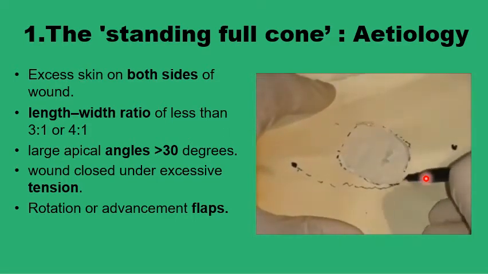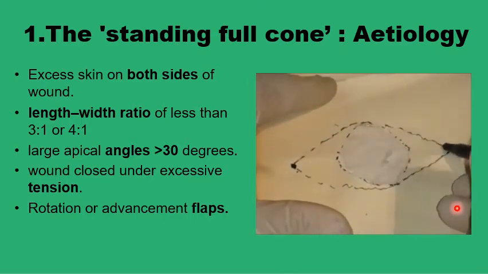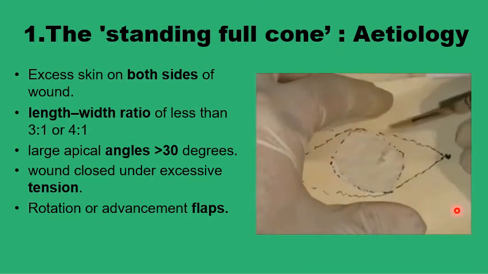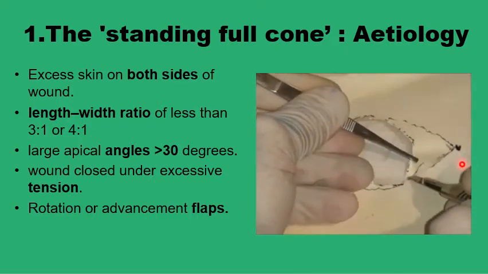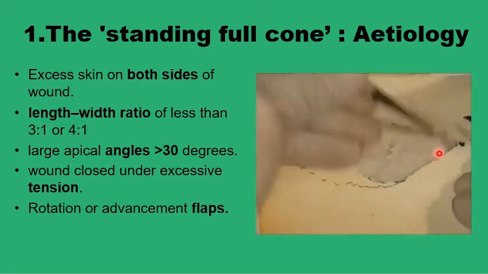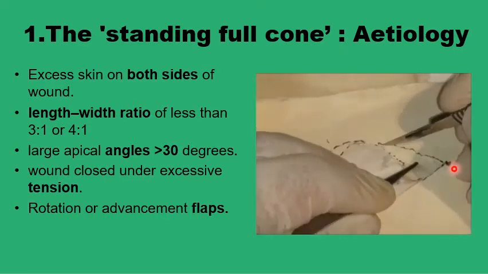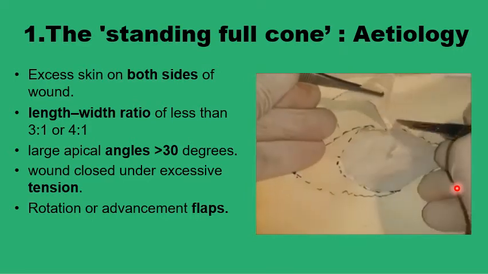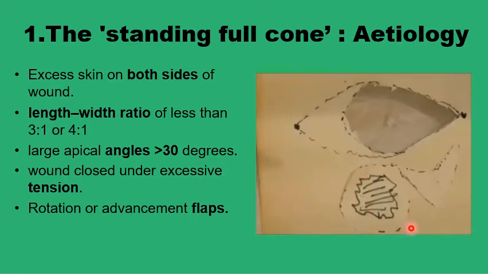The best way to avoid this is to try and design the excision of the wound like a fusiform or an elliptical, and that would entail excision of more skin at the corner, so that you end up with an angle here less than 30 degrees and a length to width ratio of more than 3:1.